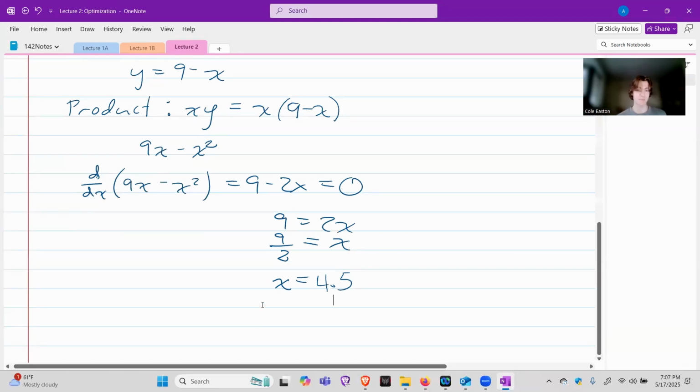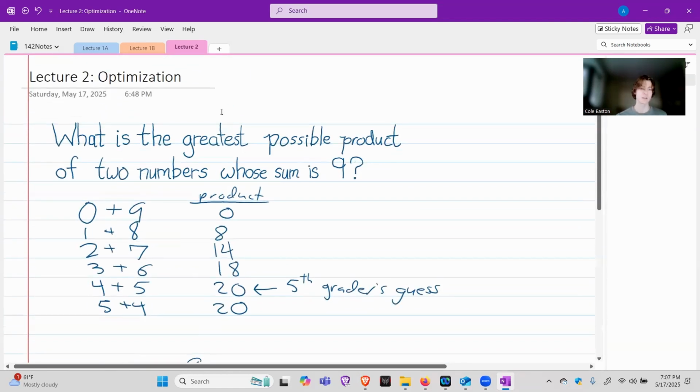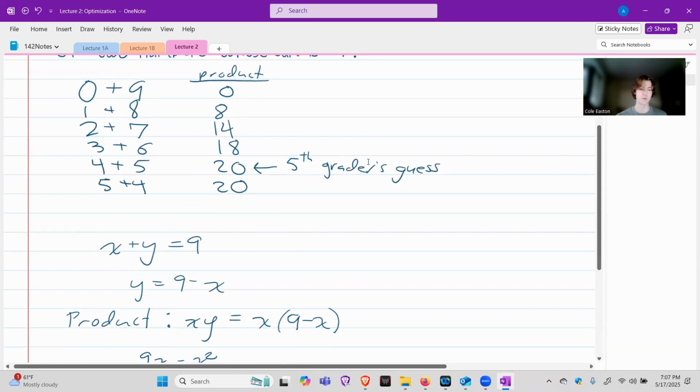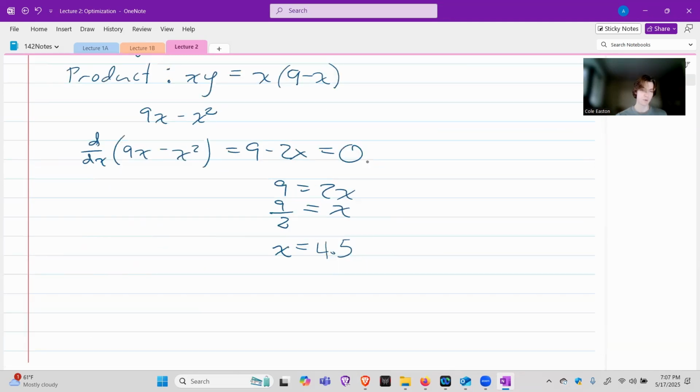And now the important thing to do after we solve for x in one of these problems, and this is a mistake that I see a lot, is people find their x, they're like, okay, that means that I'm done, right? We're not done because the question doesn't ask you what is x. The question asks what is the greatest possible product of two numbers, right? So we have to remember we found x, but what do we really want?